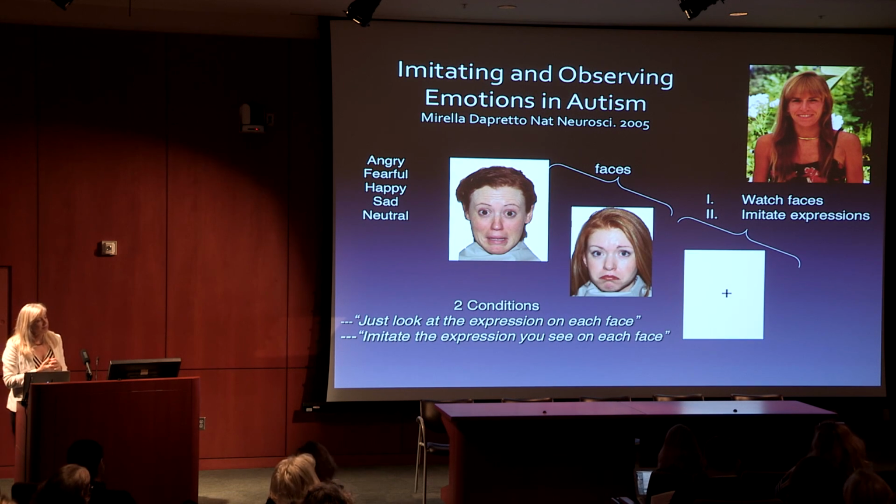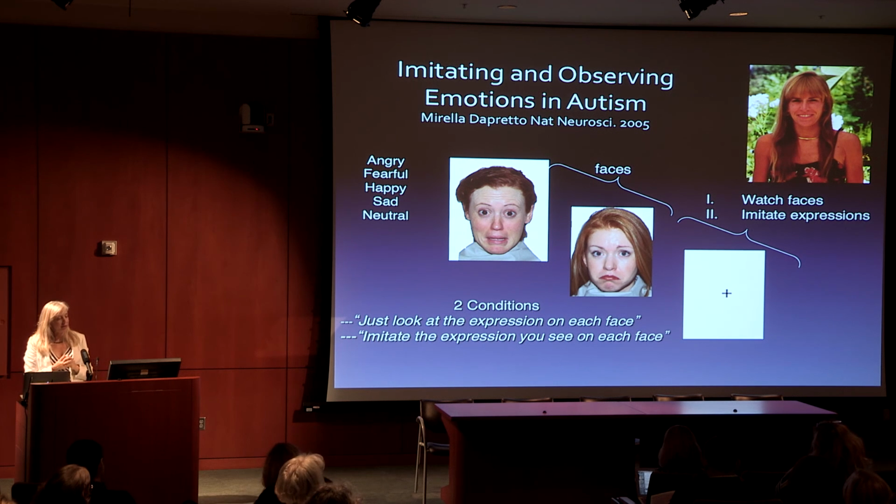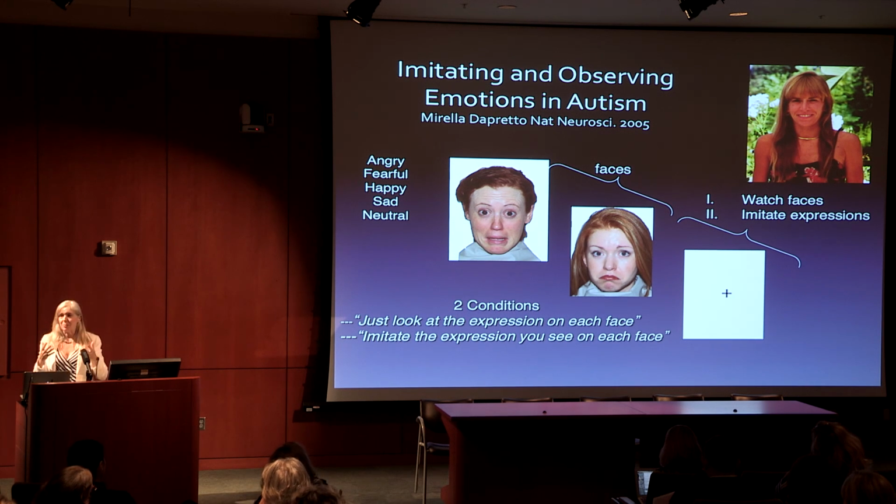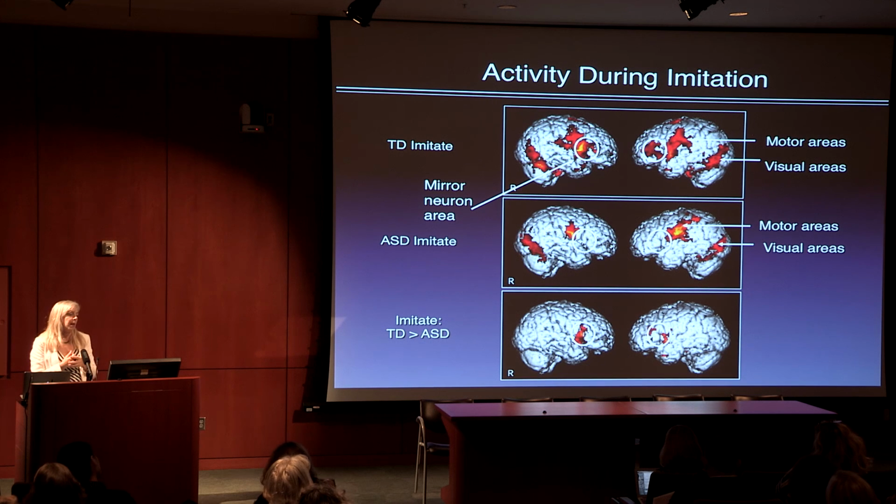So in this seminal study from Nature Neuroscience, Rella DiPreto, who is pictured here, showed pictures of different emotions to children with autism and typically developing kids. And the children either had to just observe the emotion or imitate the emotional expression. We actually had them videotaped on the outside to look at whether they were able to make the emotional expressions, and they were rated by blind raters, including myself, and we could not tell based on their ability to actually make the emotional expression. So they could do the task, but what the brain did was very, very different.